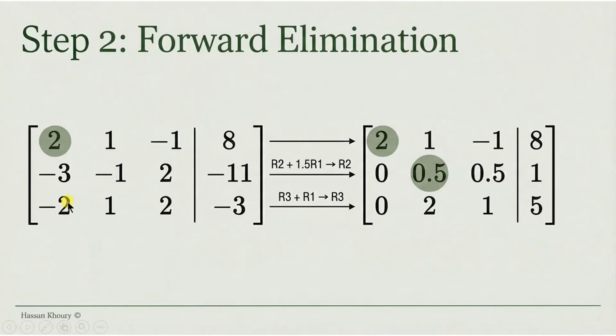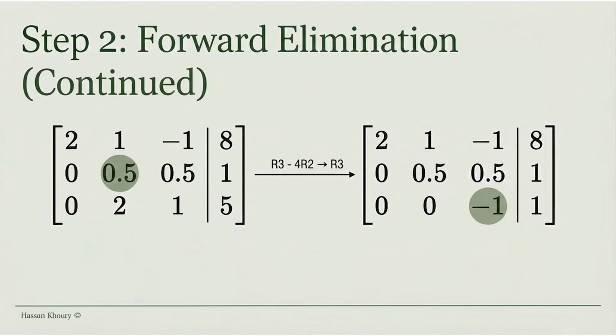So for row 3 the factor will be a31 divided by a11, that means minus 2 divided by 2, and it will be minus 1, and this value will become 0, and then this value will become 2, and this value will become 1. So now we have the matrix 2 1 minus 1 8, 0 0.5 0.5 1, 0 2 1 5.